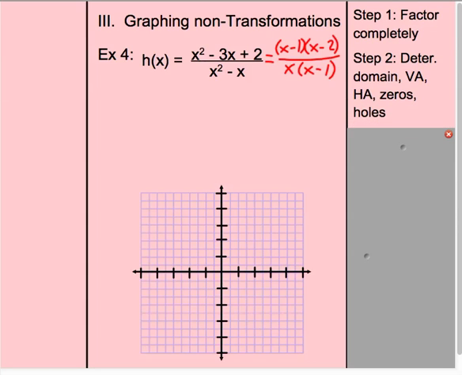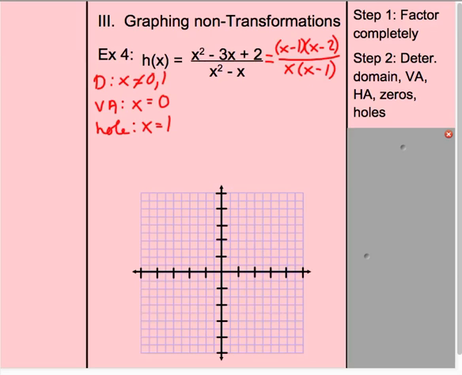Alright, so starting with our domain restriction, looking at the denominator, x cannot equal 0 or 1, setting each piece equal to 0. Vertical asymptote occurs where the factor does not cancel. So x does not cancel with anything in the numerator, so that's our vertical asymptote. And then we have a hole at x equals 1, because that is a common factor with the numerator, it would cancel out.